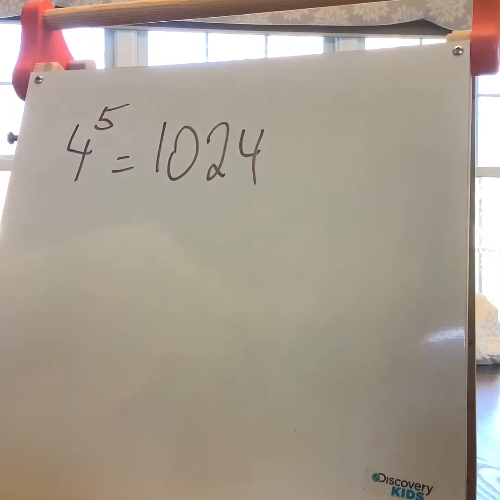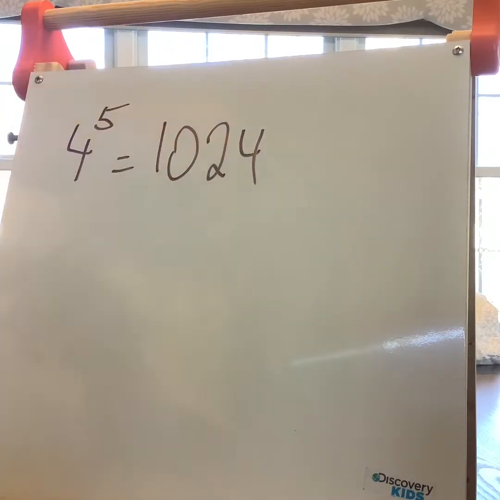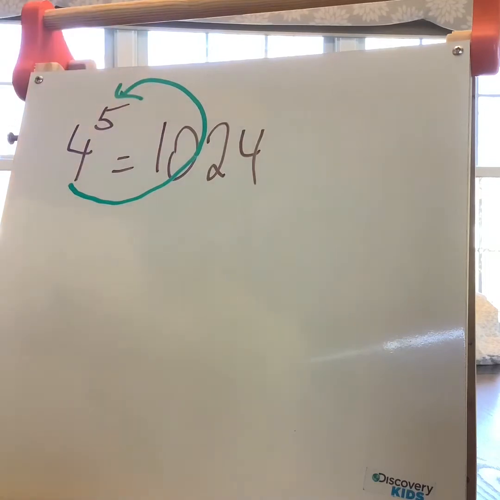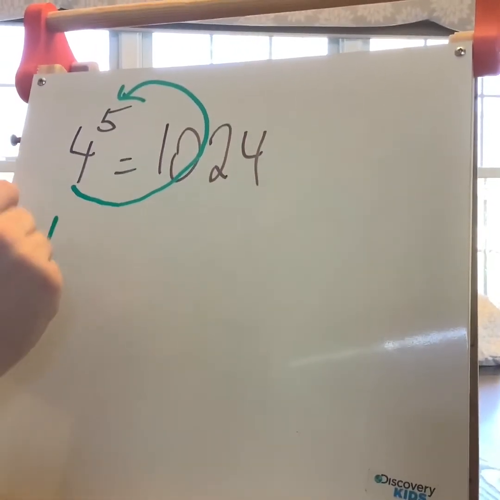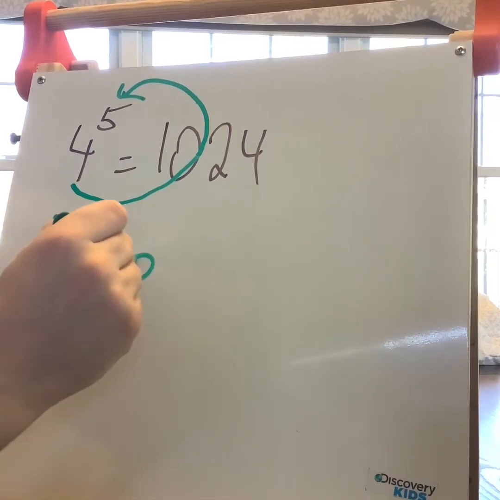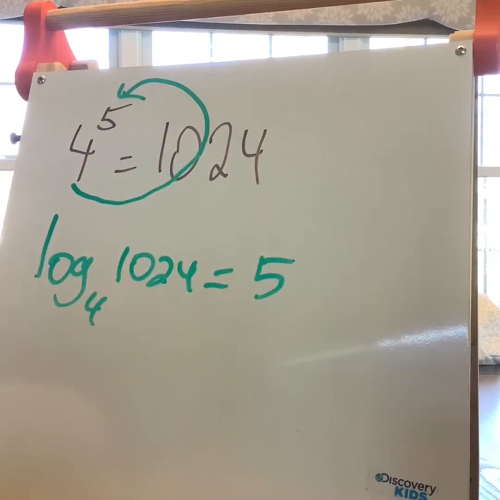We can do the lasso. But when we do the lasso, you've got to make sure your exponential expression is on the left-hand side. Otherwise, you'll just have to do your lasso in reverse. We start at the 4, we pass through the 1024, and we end up pointing at the 5. So this means it's just going to be the log with a base of 4 of 1024 is equal to 5. That's how we write it in logarithmic form. Again, a logarithm is an exponent, so it's always just going to be equal to the exponent.